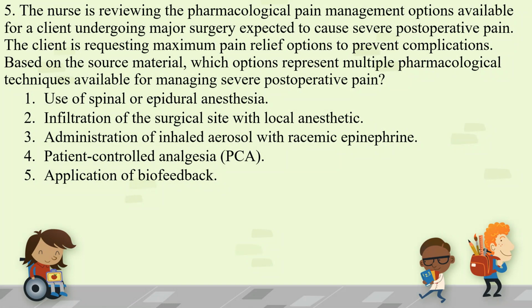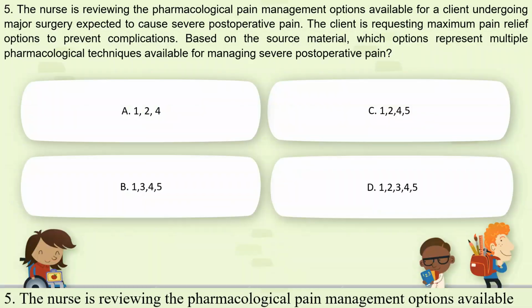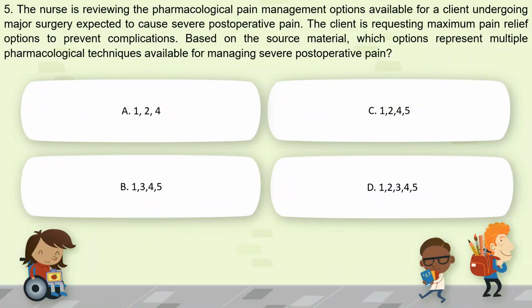Of course, this is a select all that apply question. The question is about pharmacological options. So, of course, number one is correct. Number two is also correct. Number three is not for postoperative pain. This is not a medication for pain. So, number three is wrong. And number four is correct. And number five is actually wrong because biofeedback is non-pharmacological. So the best answer here is one, two, and four. And that is choice letter A. Number five, choice letter A.